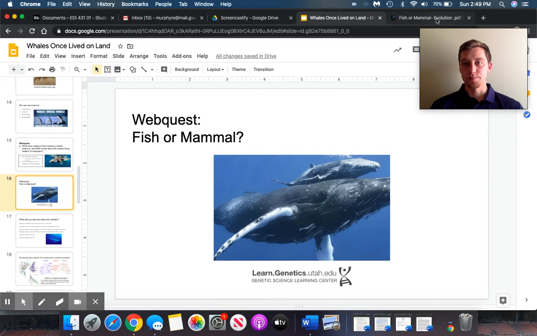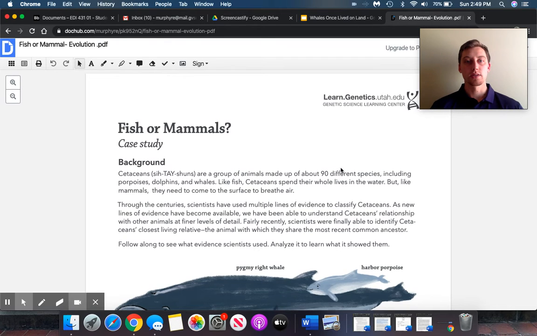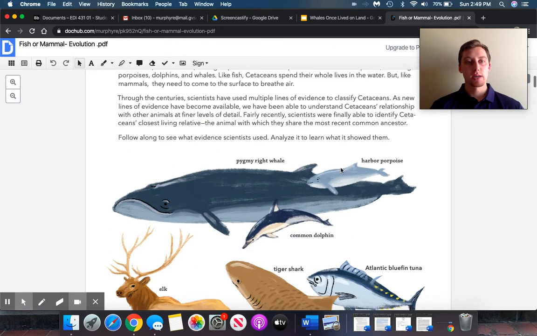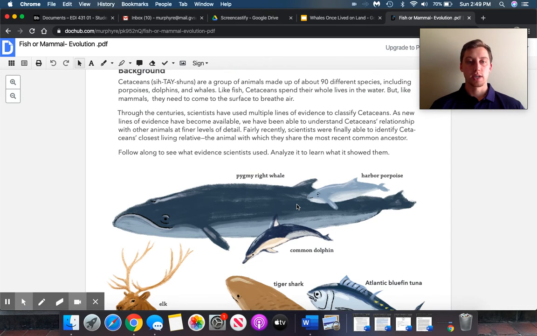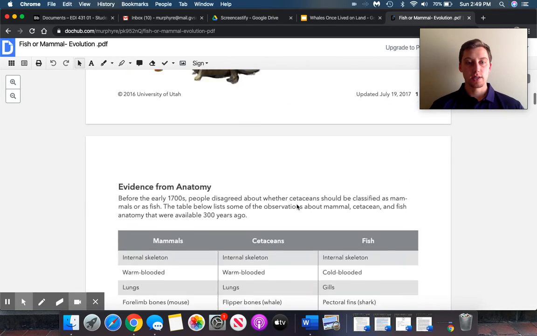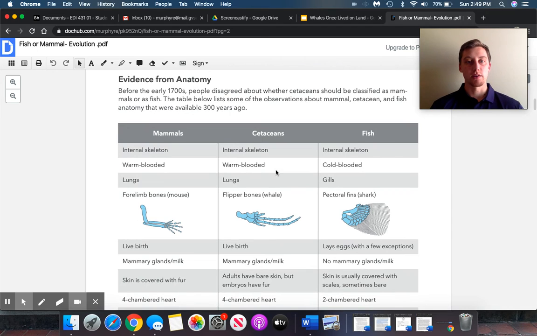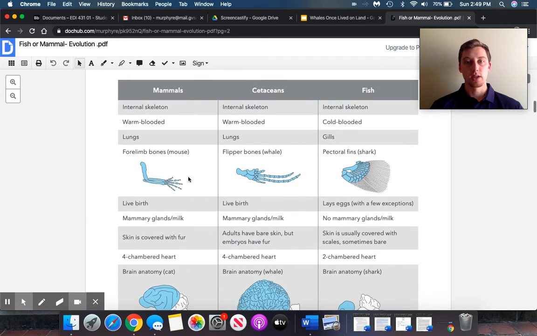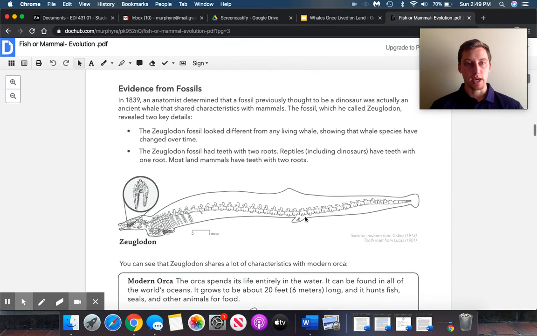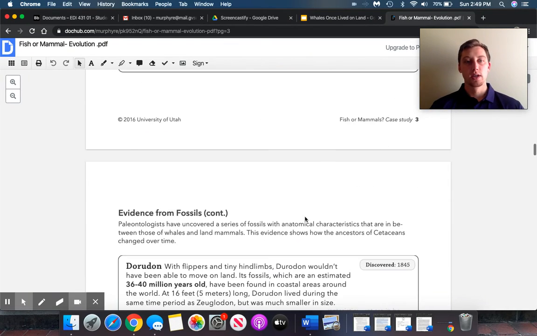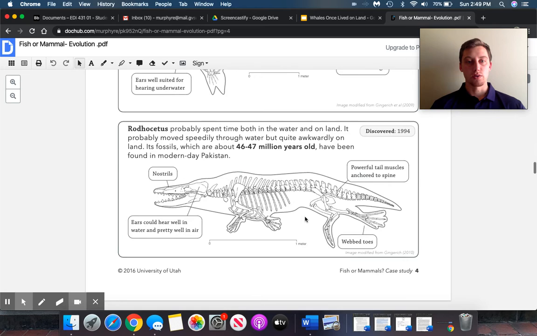Here's a little example of what it is. Fish or mammal: you learn more about the background of whales, so students can learn about what a whale is. We look at comparative anatomy between animals, fish, and whales. We look at the fossil record, so this species over time.